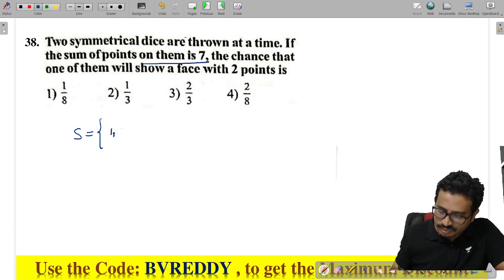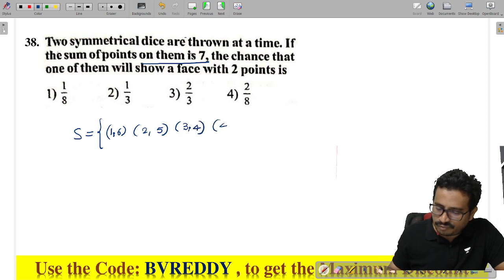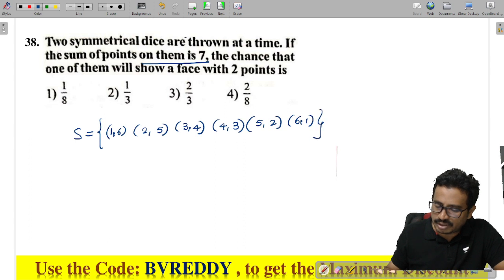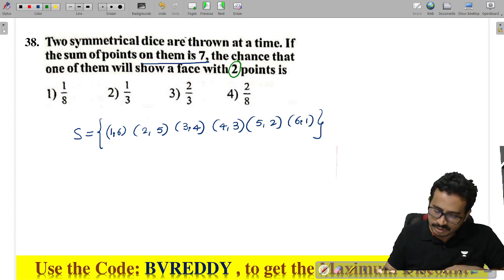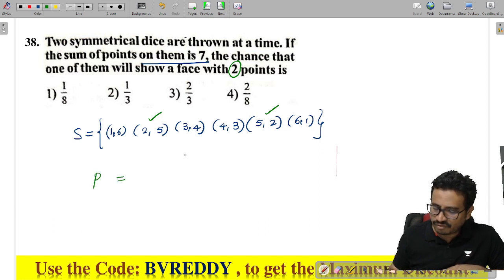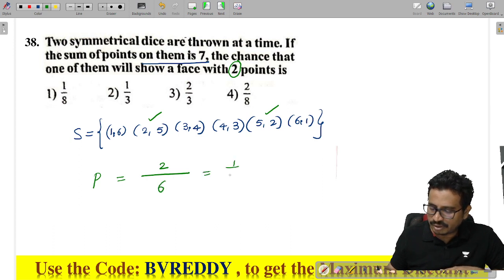For the sum 7, we get the combinations 1 comma 6, 2 comma 5 and 3 comma 4. Next 4 comma 3, next 5 comma 2, next 6 comma 1. Like this: 1, 2, 3, 4, 5, 6. Totally the sample space is 6. In this we need one of the faces to show 2. That means here we have a 2, here we have a 2. So the probability is favorable events 2 and sample space events 6, which is given as 1 by 3.